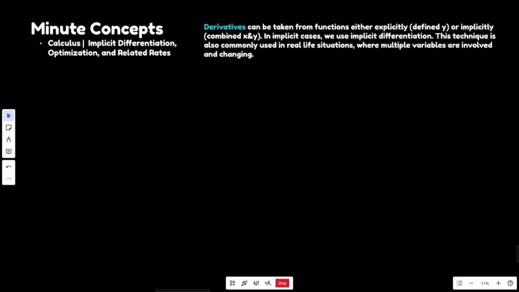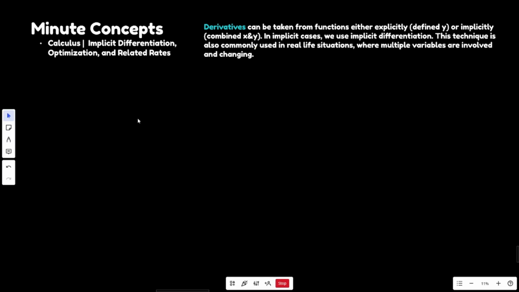Hello everyone and welcome back to another supercut concept, this time about implicit differentiation, optimization, and related rates. These are really the bread and butter of real life application. Typically in tests, you'll see these related with word problems, and you'll find that it's a bit more analytical than with just our standard derivative rules and etc.